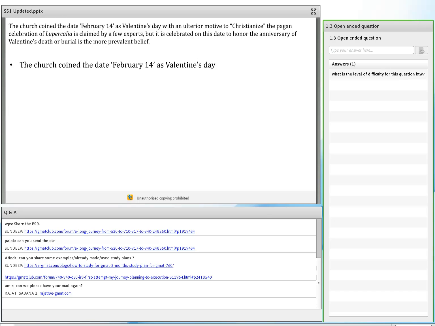Okay. I'm going to pause over here. Why did the church coin this? With an ulterior motive to Christianize the pagan celebration of Lupercalia. Okay. And that part is claimed by a few experts. Now, can you notice the indentation that I'm doing?